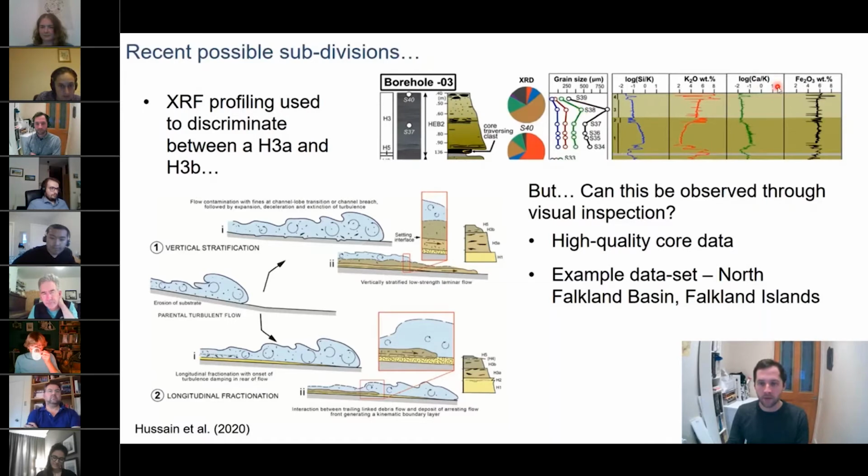But can this be observed visually? Do you need XRF profiling to show this? And hopefully I'm going to show you that you can see variability using high quality core data from the North Falkland Basin.